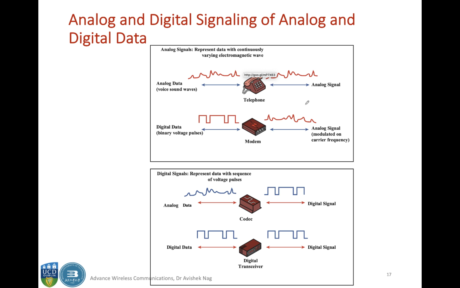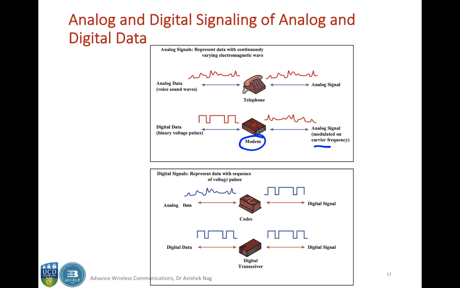Then in case of your digital data carried over an analog signal, you need to have a modem in between to convert, or rather to put the digital data over an analog signal. So the analog signal is usually modulated on a carrier frequency. Again, these details we will study gradually throughout this semester in digital communication, and also a little bit here in wireless communication. So what is a carrier frequency, what is modulation, and so on.